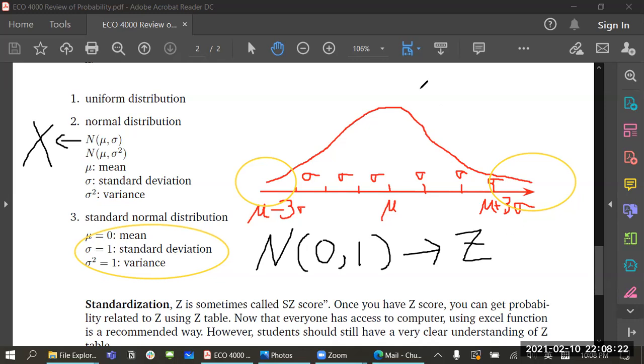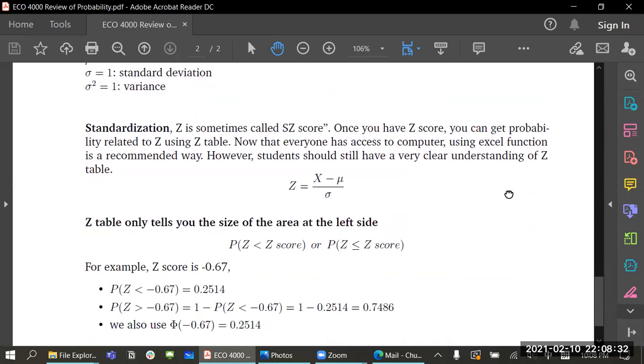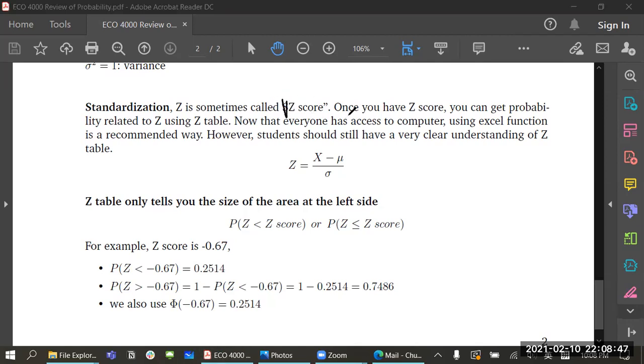I think a lot of people are very familiar with standardization. That's my previous experience, that everyone seems to have a very clear idea about standardization. So what does it mean? It means that if you have a bunch of data and you have to calculate z-score. Okay, z, it's sometimes called z-score. Once you have z-score, you can get probability related to z using ZTable.